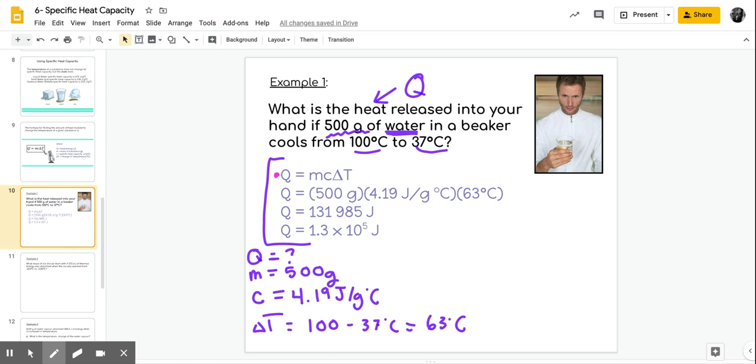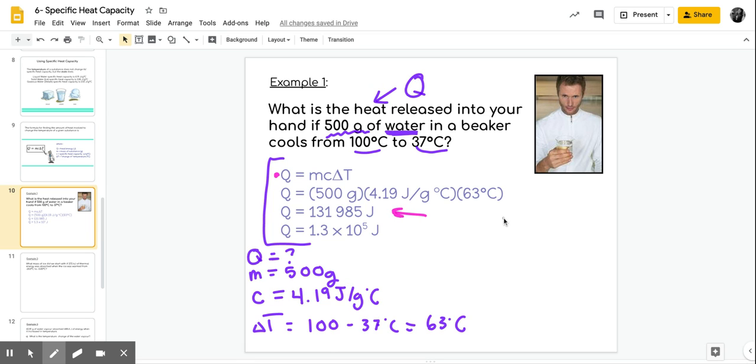It is much easier if you work your way down the page. Okay, so M is 500 grams. C is 4.19. Delta T is 63 degrees. Notice I show all of my work. This is what I would put in my calculator, and I would get this as my answer.